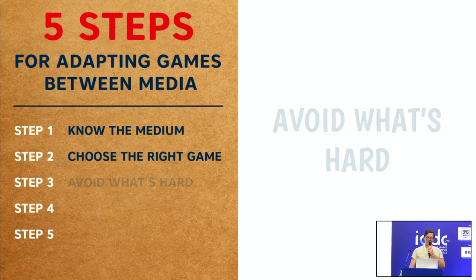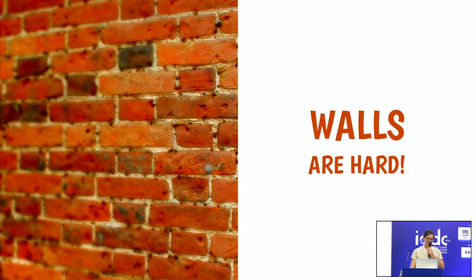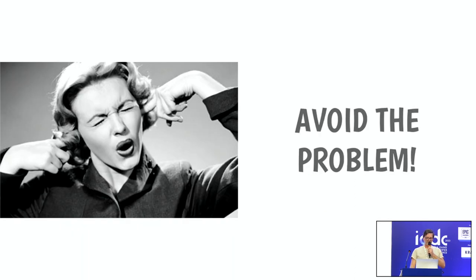The third step is avoid what's hard. Do you remember? Walls are hard. So just avoid them. Please know, this was not a trick question. I could make a case for any of the four options. It depends on the game, etc. But I want to use this specific angle.